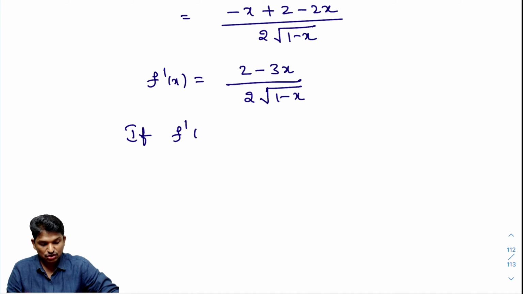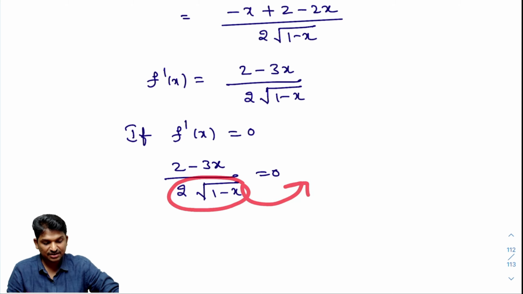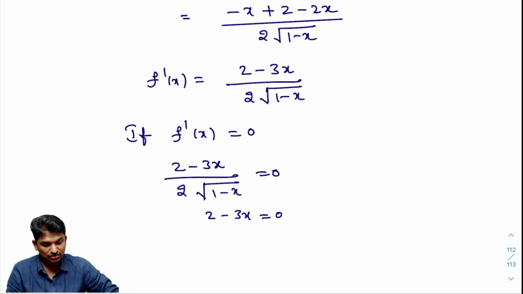If f dash of x equal to 0. What is f dash of x? (2 minus 3x) divided by 2 into root over 1 minus x equal to 0. Now we need to find x values. Take this to the right hand side part, cross multiply. What you will get? You will get 2 minus 3x equal to 0.